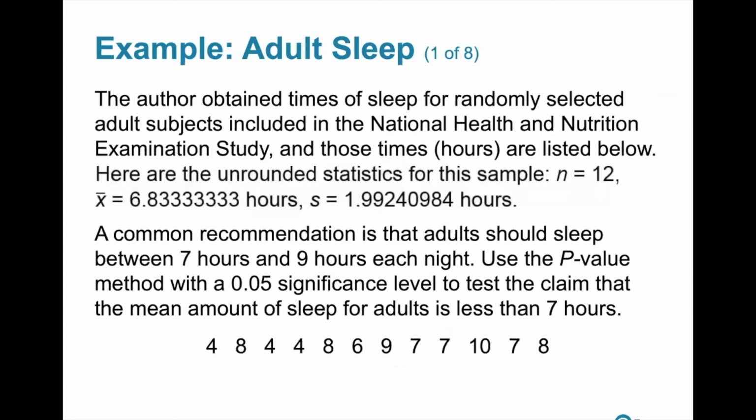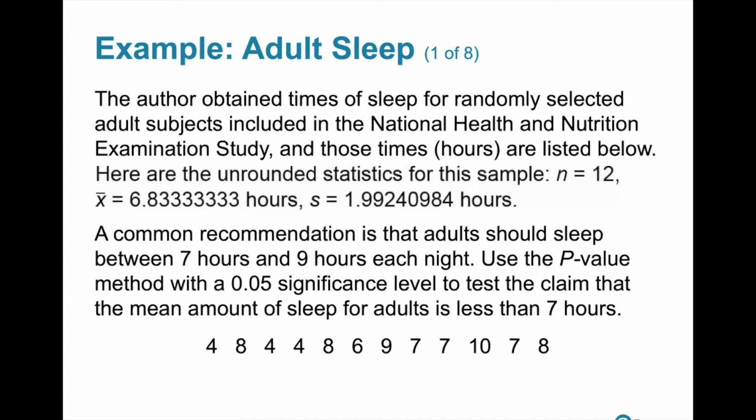So our first example, the author of your textbook obtained times of sleep for randomly selected adult subjects included in the National Health and Nutrition Examination Study, and those times in hours are listed below. Here are the unrounded statistics for this sample. n equals 12, x bar equals 6.83333 hours, and the sample standard deviation is about 1.9924 hours.